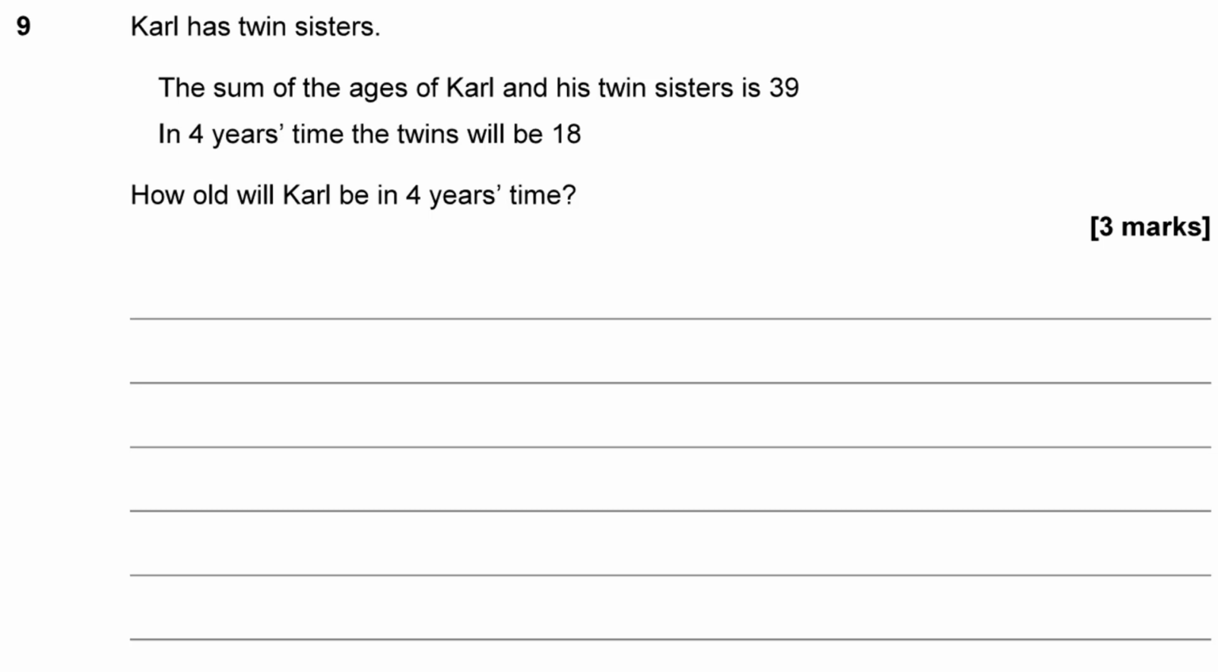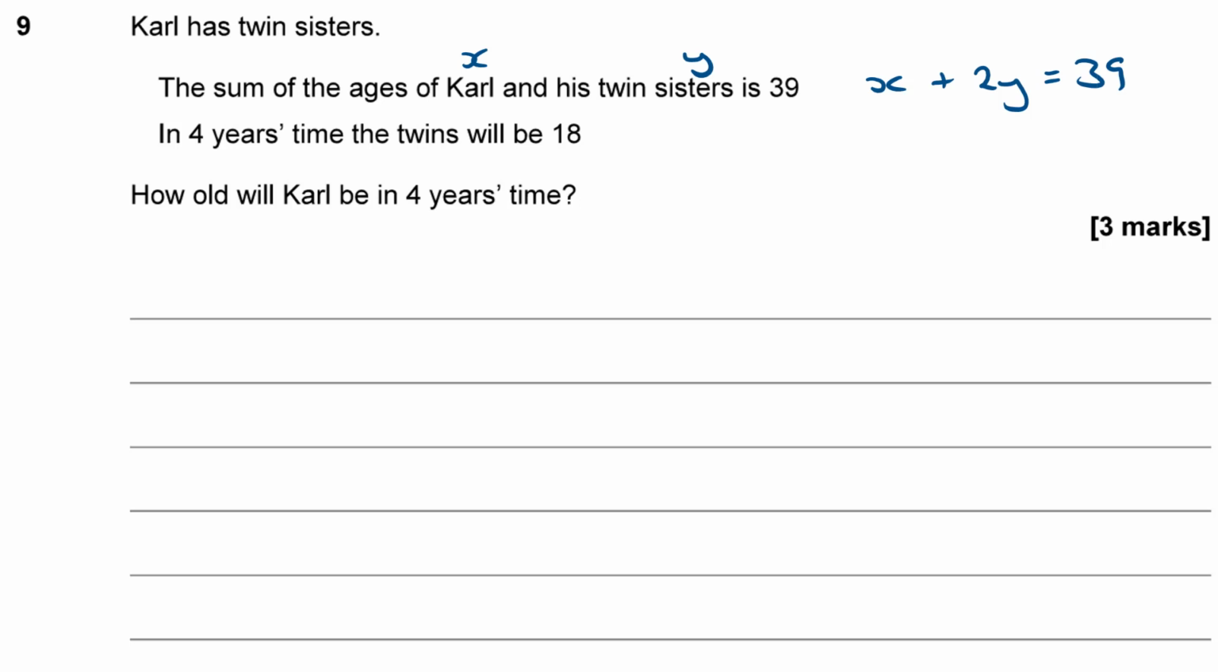Okay. Now let's say that Carl is of age X and each of his twin sisters is of age Y. Then the sum of the ages of Carl and his twin sisters is 39. Tells us that X, Carl's age, plus 2Y, his twin sisters' ages, is equal to 39. So that gives us an equation in X and Y.